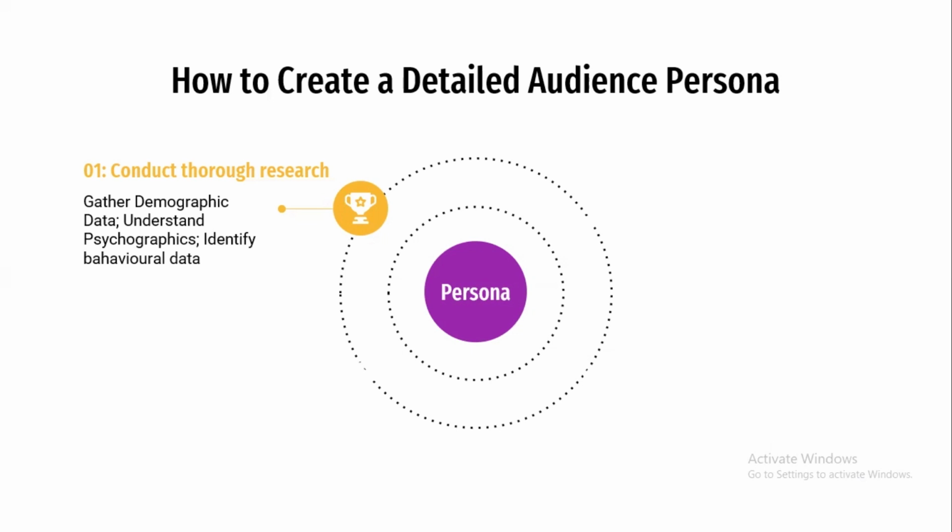For the gender, we need to determine if our product, which is the booster, appeals to a specific gender. Does it appeal to the male gender more or the female gender more? We have to make that conclusion. Then location. We need to identify the geographic location of our audience.